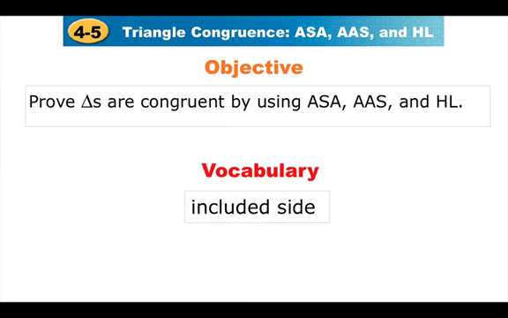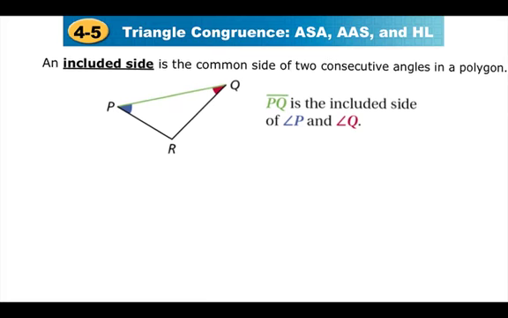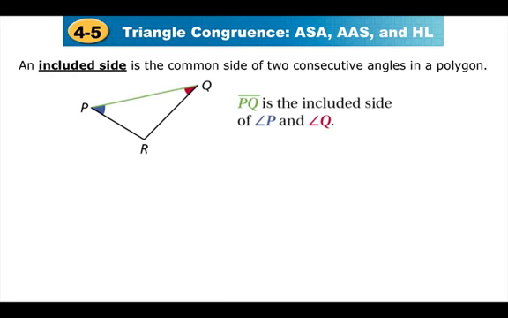We have the vocabulary, which is just included side, and we'll define it on the next slide. Let me read this. An included side is a common side, which is this side. This is the common side of two consecutive angles in a polygon. These are the two consecutive angles. So again, this is the included side.